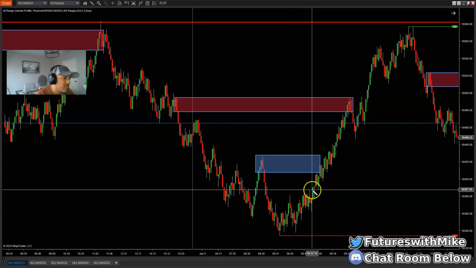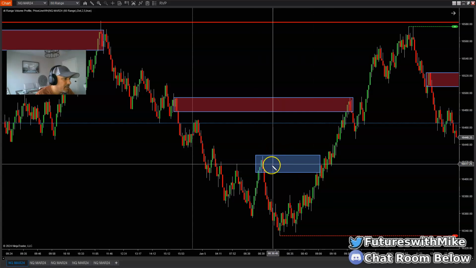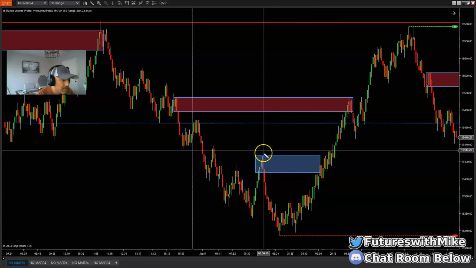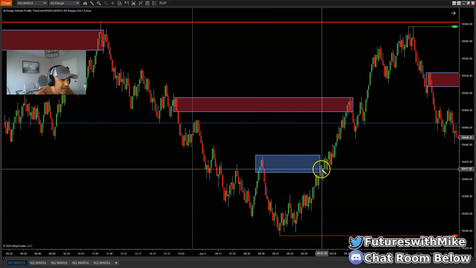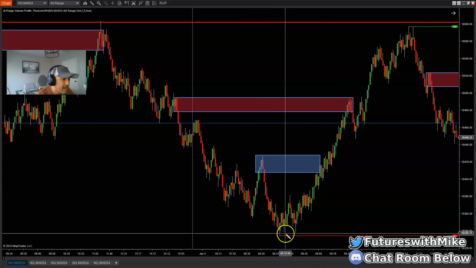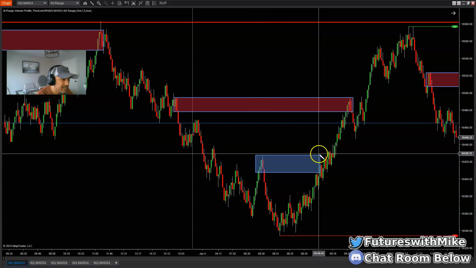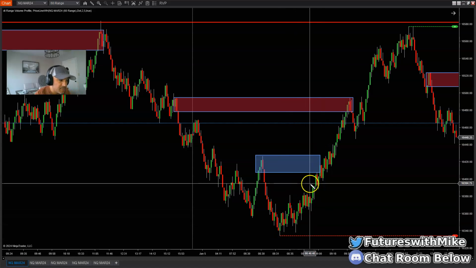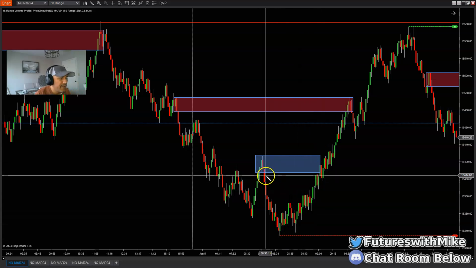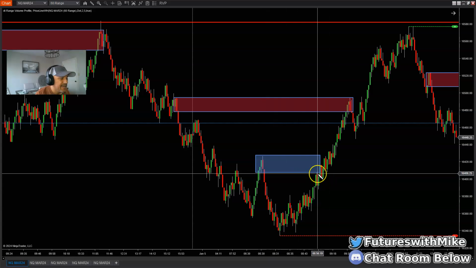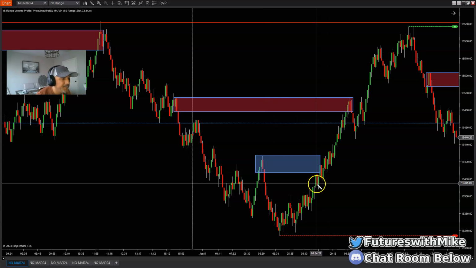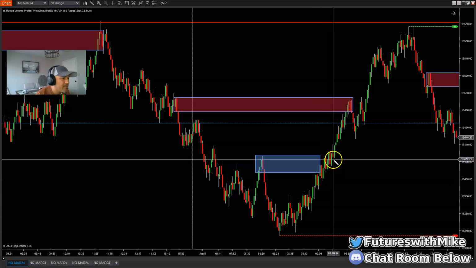Because right now we haven't broken any structure, meaning taking out any key area of supply back to the upside, or taking out any key area of structure back to the upside as of yet. But it looks like it's trying to, right? So this would have been supply right here had this level or this area of supply held, but it didn't. Pushed up, it broke through it, and it kept breaking higher.